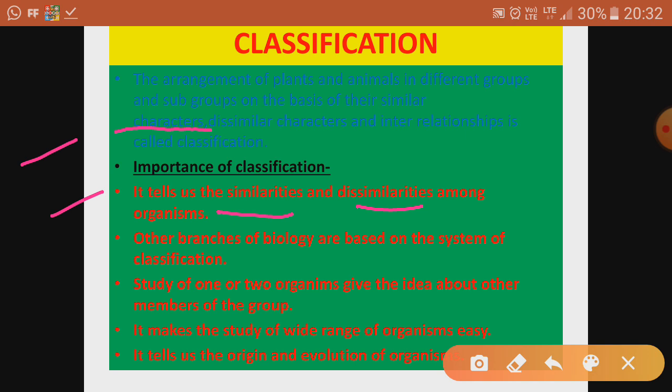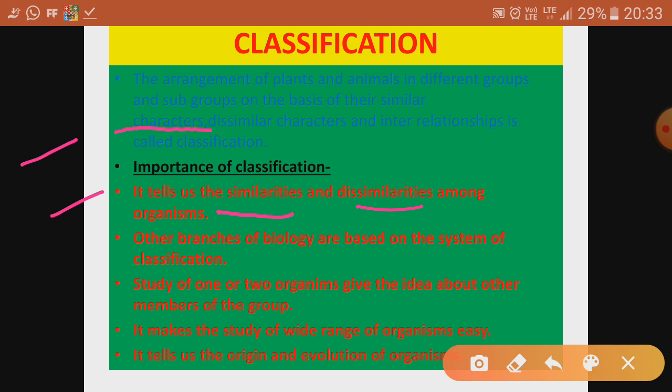Next, the study of one or two organisms gives the idea of the entire group. For example, if there is one group of plants, it is certain that all the plants of that group must have the same kind of characteristics. That's why they are placed in that group. So if we study one plant, we know the characteristics of the rest of the plants of that group. So the study of one or two organisms gives the entire idea about the members of that group.